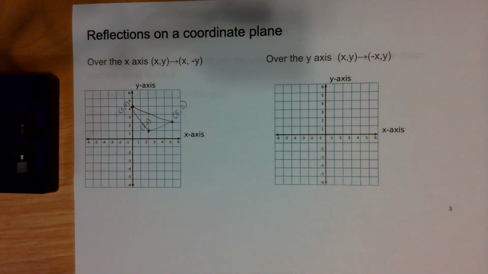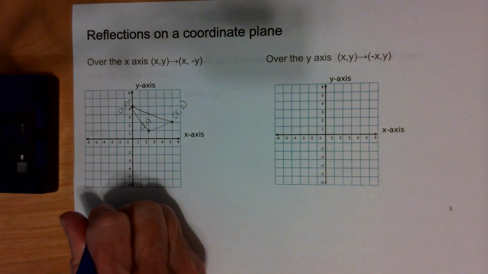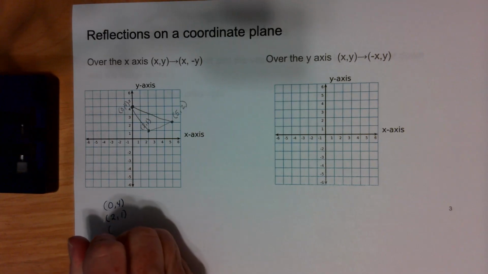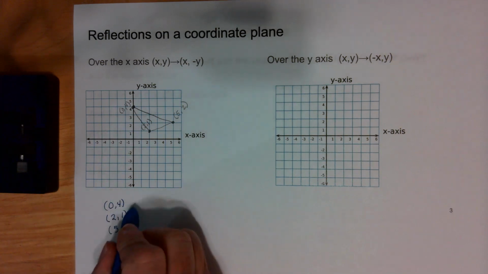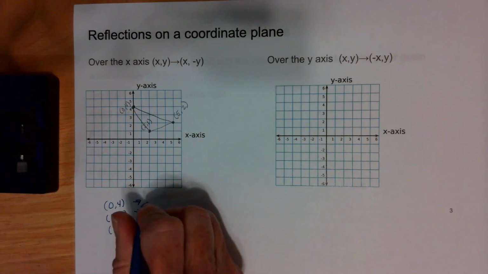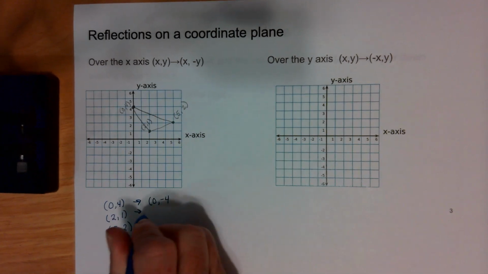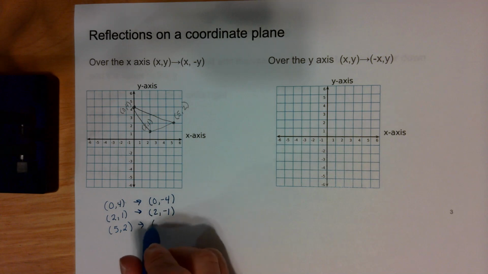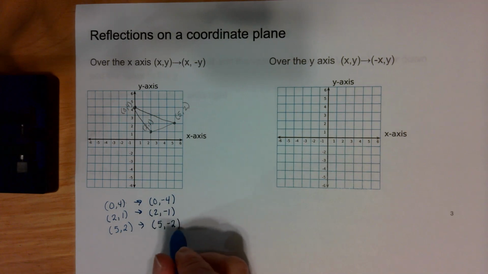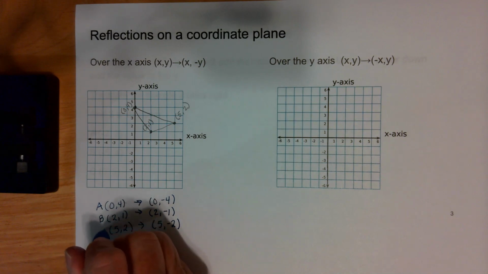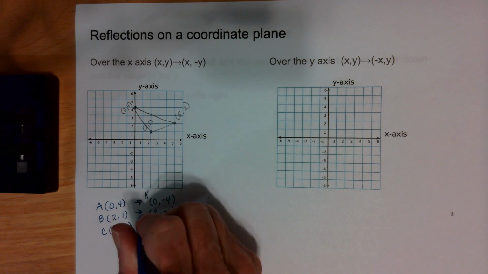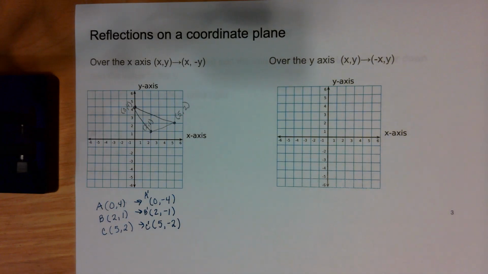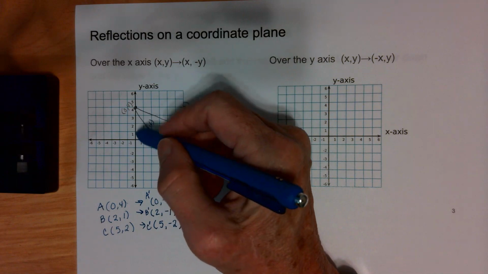If I wanted to reflect this over the x-axis, I would have to change the y value on each one of these. So this would change to (0, -4), because I take the opposite of the y. This one would change to (2, -1). And this one would change to (5, -2). Now, if this is A, B, and C, these become A prime, B prime, and C prime, which just means the point after it's reflected.